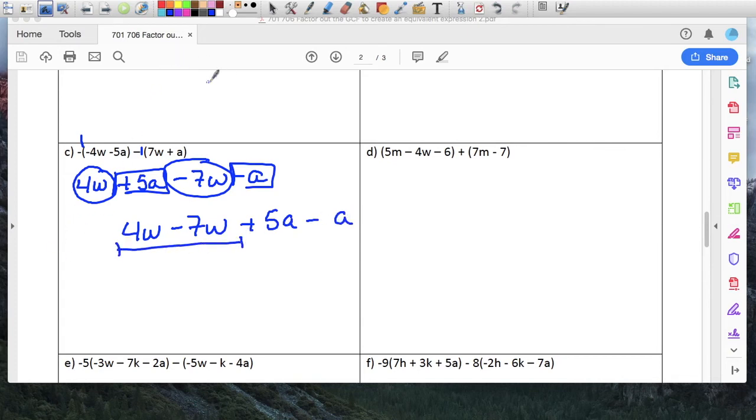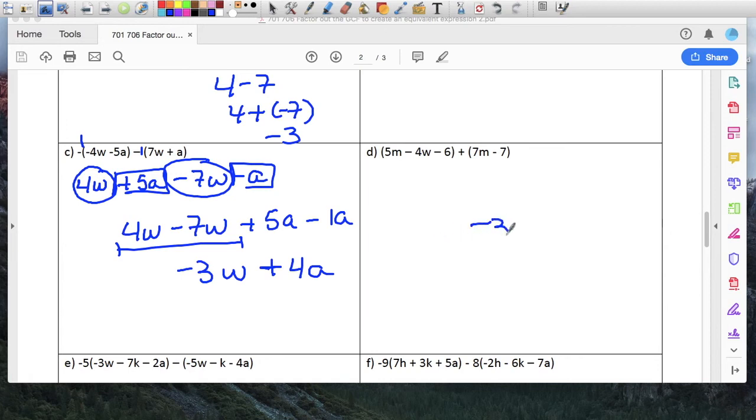4w minus 7w is the same thing as 4 minus 7, or 4 plus negative 7. You see there's more negatives, so you get negative 3. So it's negative 3w. 5a minus a, there's a 1 here, it's 5 minus 1, and just becomes 4, or plus 4a. So this is my expression. Let me take the GCF here.